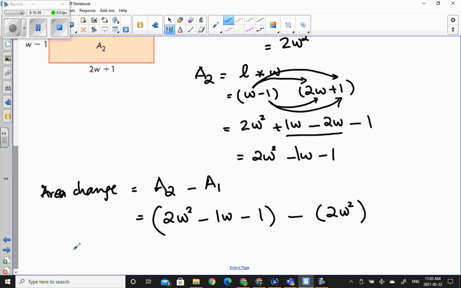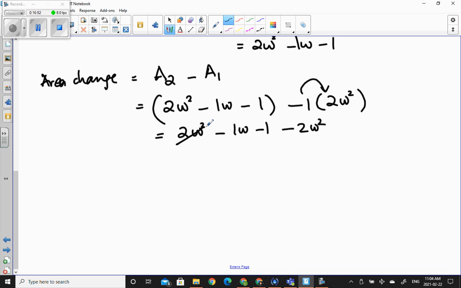Okay, so this is like our lesson 2.1. What happens when you open up the brackets? The second one, you distribute the negative 1 into the brackets, you get negative 2W squared. And then when you add like terms, this 2W squared and minus 2W squared add to 0, they cancel out. And your change in area is negative W minus 1. And if I factor out the negative, it's negative of W plus 1. So you can see that the area change is negative.